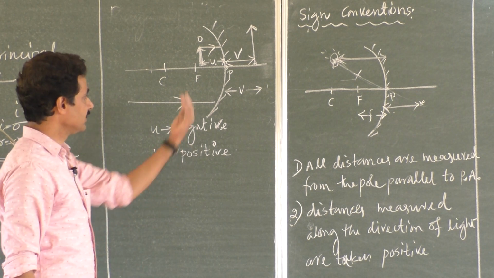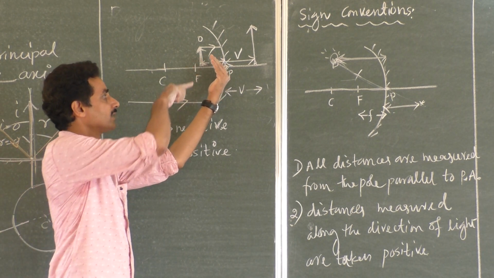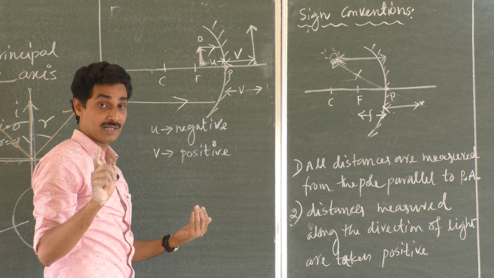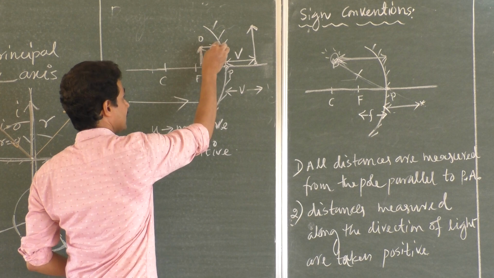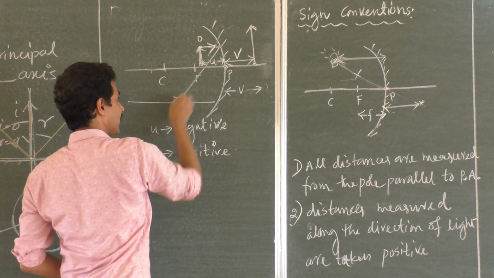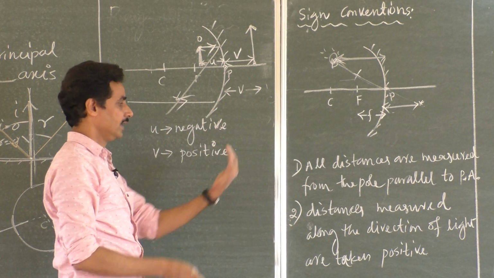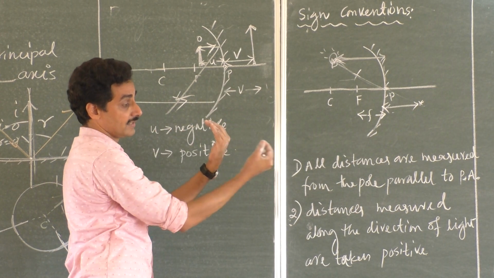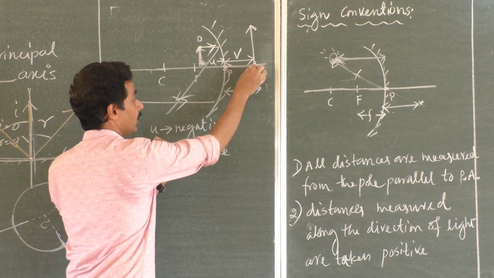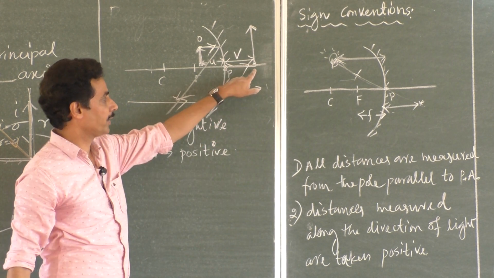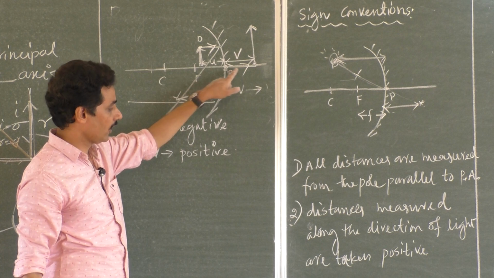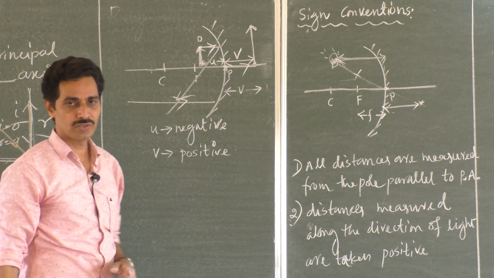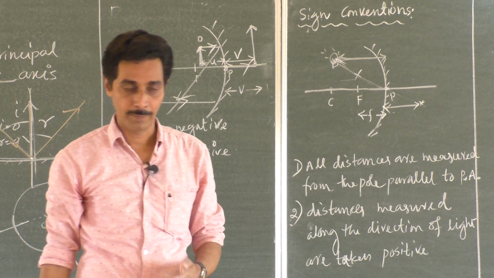So, distances measured along the direction of light are taken positive, because light is traveling like this. Light from the object is the reference. Light from the object is traveling like this. Of course, it is hitting the mirror and coming somewhere like this. That is a different case. So how do you measure the image distance in this case? It is along the direction of light, starting from the pole like this. So that is taken positive. Distances measured along the direction of light are taken positive. Distances measured opposite to the direction of light are taken negative.